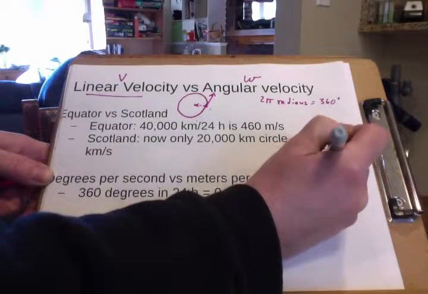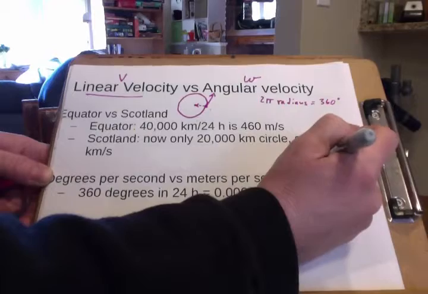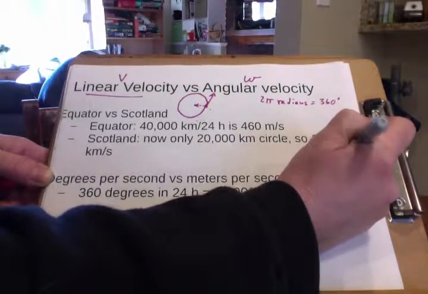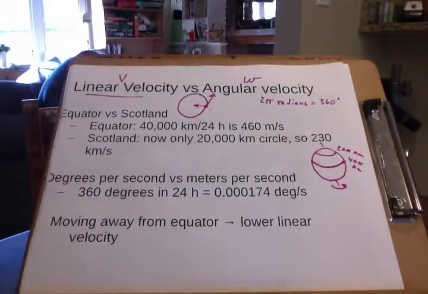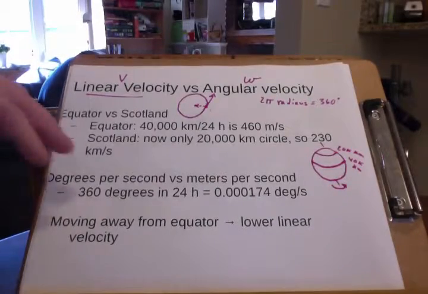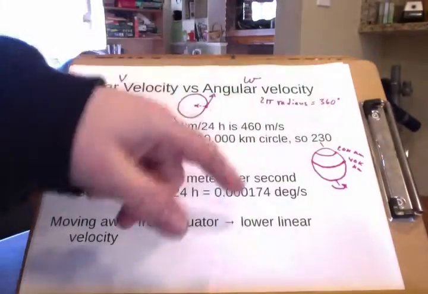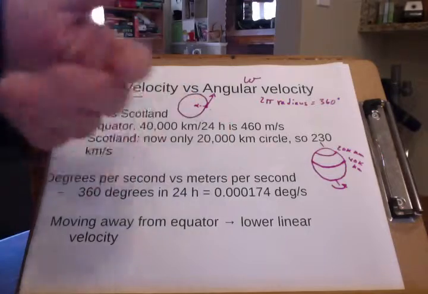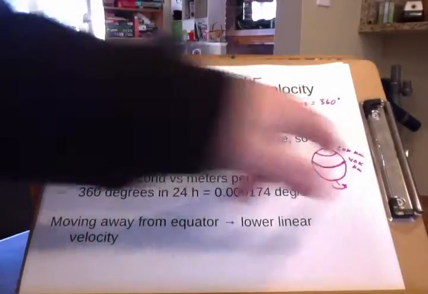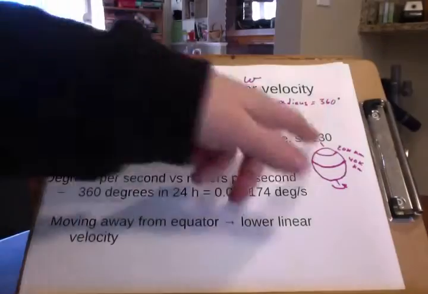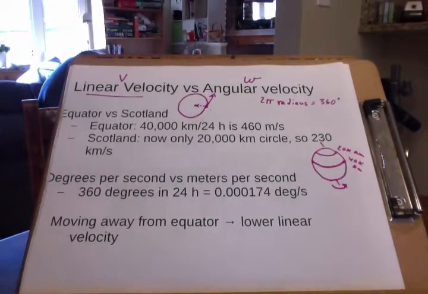And up here somewhere in Scotland, if you took a slice, that circle is only 20,000 kilometers. But our man in Scotland, his day is still 24 hours long. So he happens to be traversing 20,000 kilometers in 24 hours. He's moving more slowly than our folks down at the equator. Now the Scottish fellow is only going 230 kilometers per second.